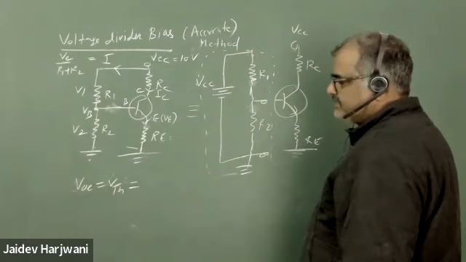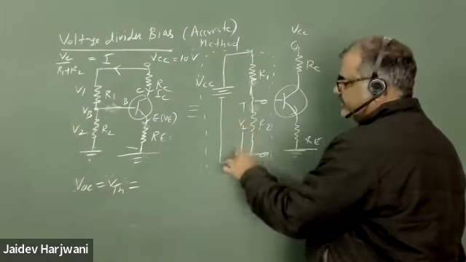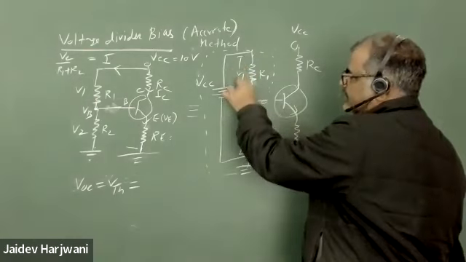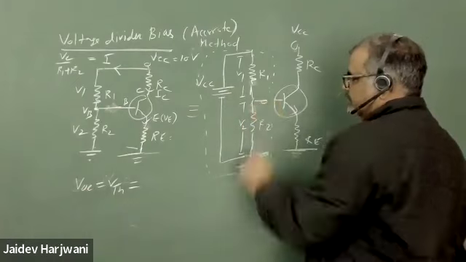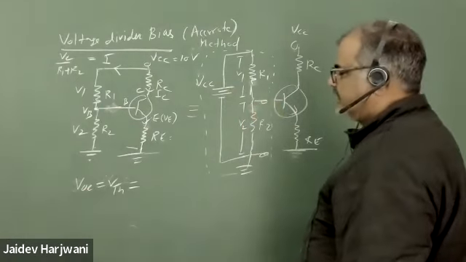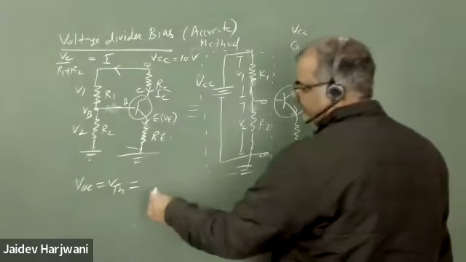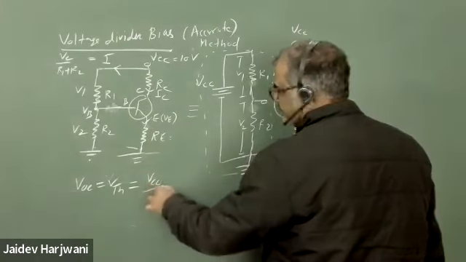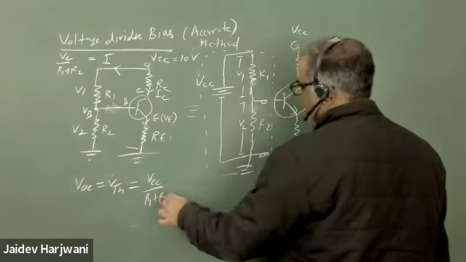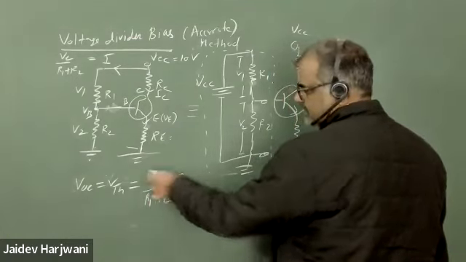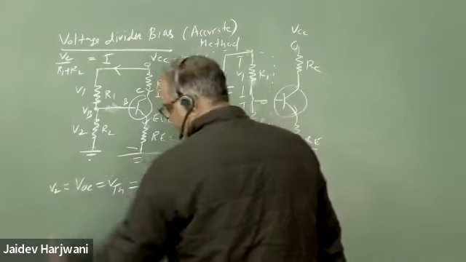What is V2? What is the V2 value here? Open circuit voltage, कितना है? R2 by R1 plus R2. सेम थिंग ना, वही फॉर्मूला सेम ही है. VCC, R1 plus R2 into R2. This is my V open, which is equal to V2, equals V Thevenin.